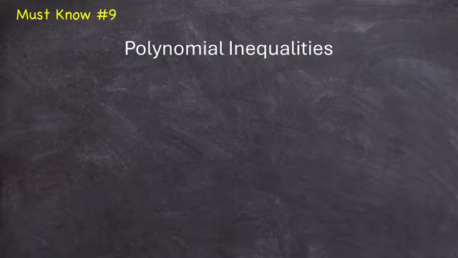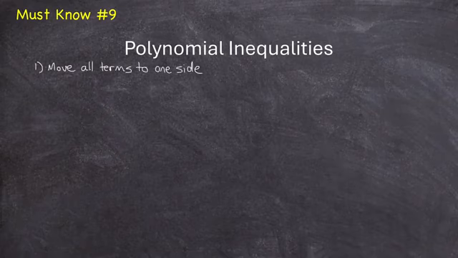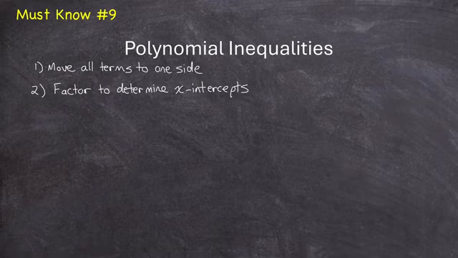Must know number 9, solving polynomial inequalities. When solving a polynomial inequality, you're going to first move all terms to one side. Second, you're going to get it into factored form to be able to determine its x-intercepts. And then third, you're either going to graph it or make a sign chart to help determine the solution. So let's look at an example.